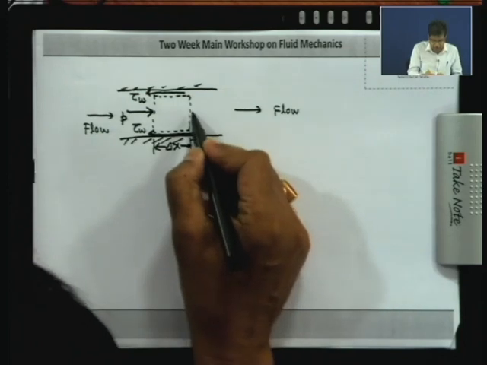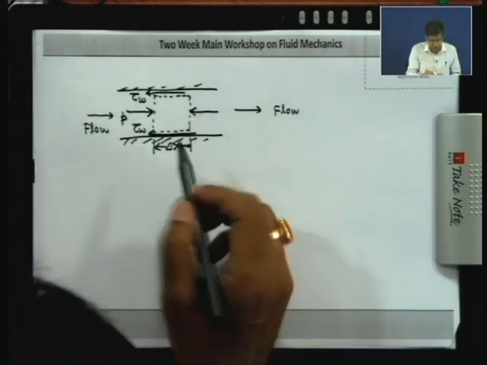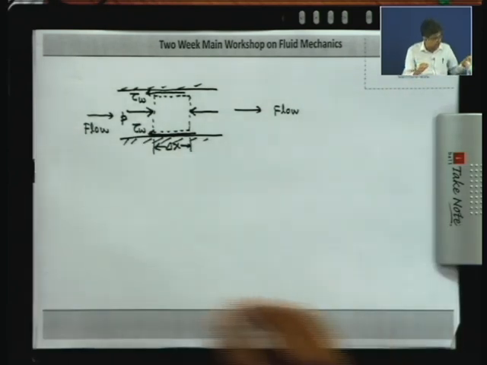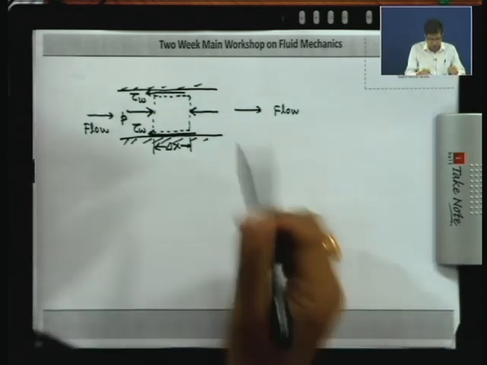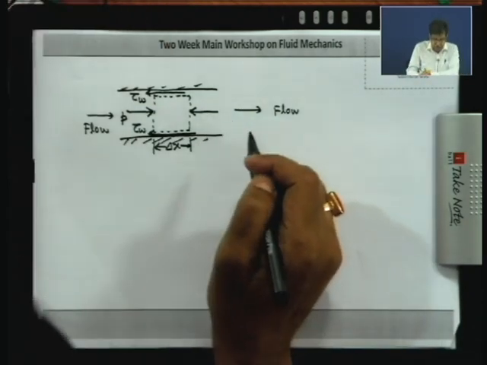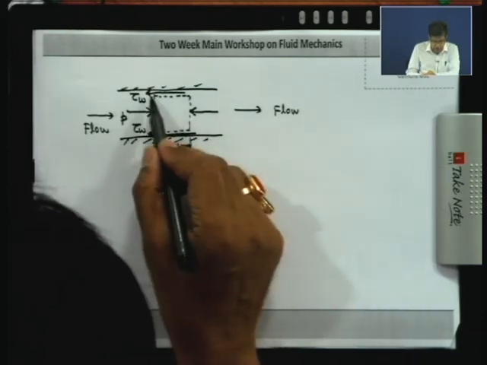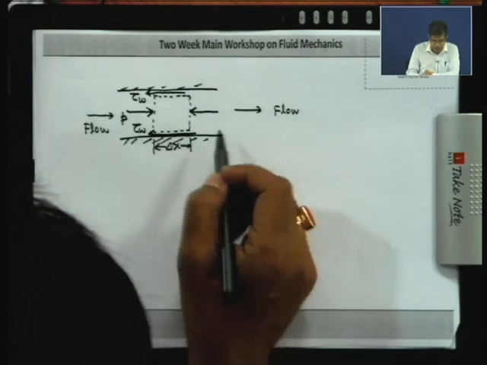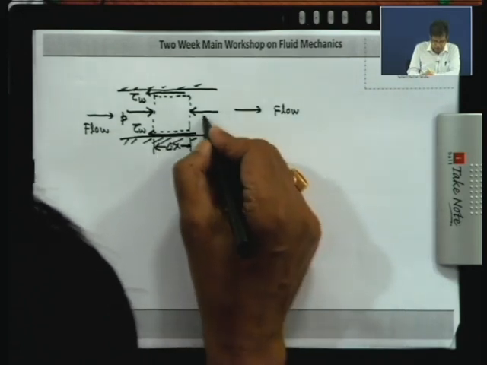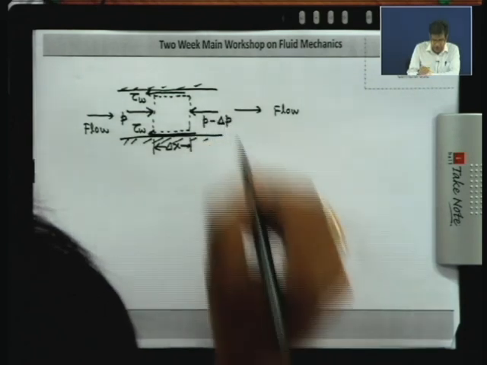And after a length delta x, let us consider the pressure is reduced. Here we consider a duct of uniform cross sectional area. Now, the frictional force or the shear stress at the wall decreases the static pressure in the direction of the flow. Let us consider that the decrease is given by P minus delta P.